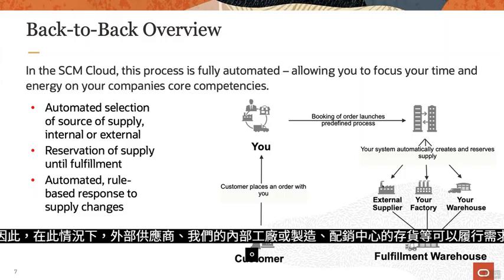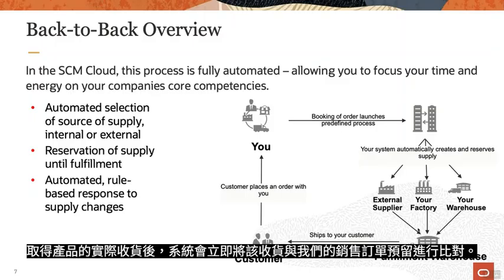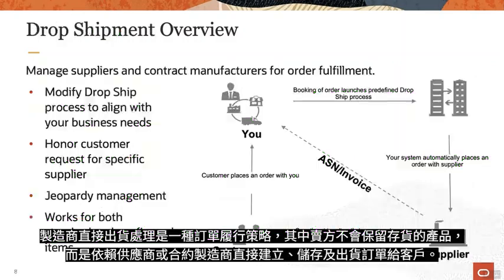So in this case, the demand could be fulfilled either by external suppliers, our internal factory or manufacturing, inventory from our distribution centers, and so on. Once we take physical receipt of the product, then it instantly matches that receipt to the reservation against our sales order, and then we can ship to our customer to complete the fulfillment.